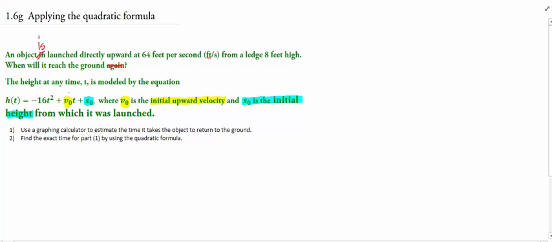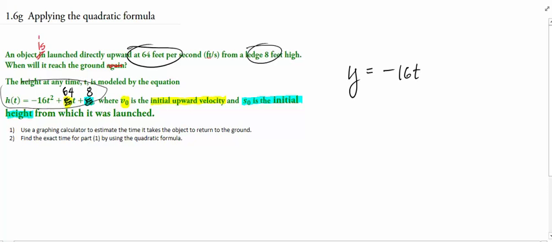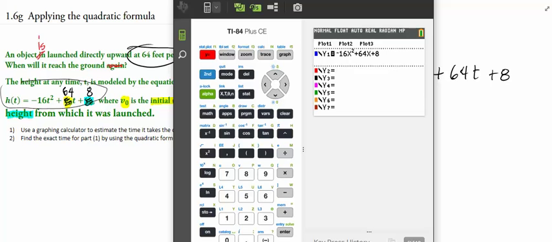This v sub naught is the initial upward velocity, and here's what it says, 64 feet per second. So this right here is a 64. That's what's going to go in that spot. And then it says from a ledge 8 feet high. That's the height from which it was launched, so that's my initial height. So that's going to be an 8. So when I take a look at that equation, I basically have y equals, or h of t, negative 16t squared, that's just like x squared, right? And then 64t plus 8. I'm going to dump that into my graphing calculator, and there it is. Negative 16x squared plus 64x plus 8.